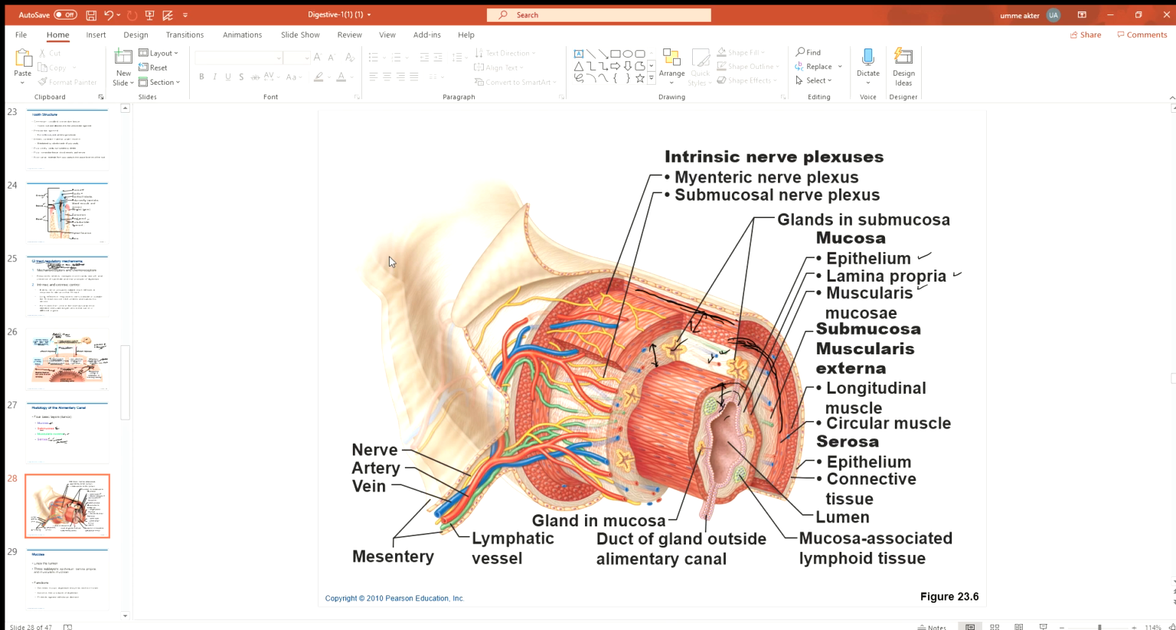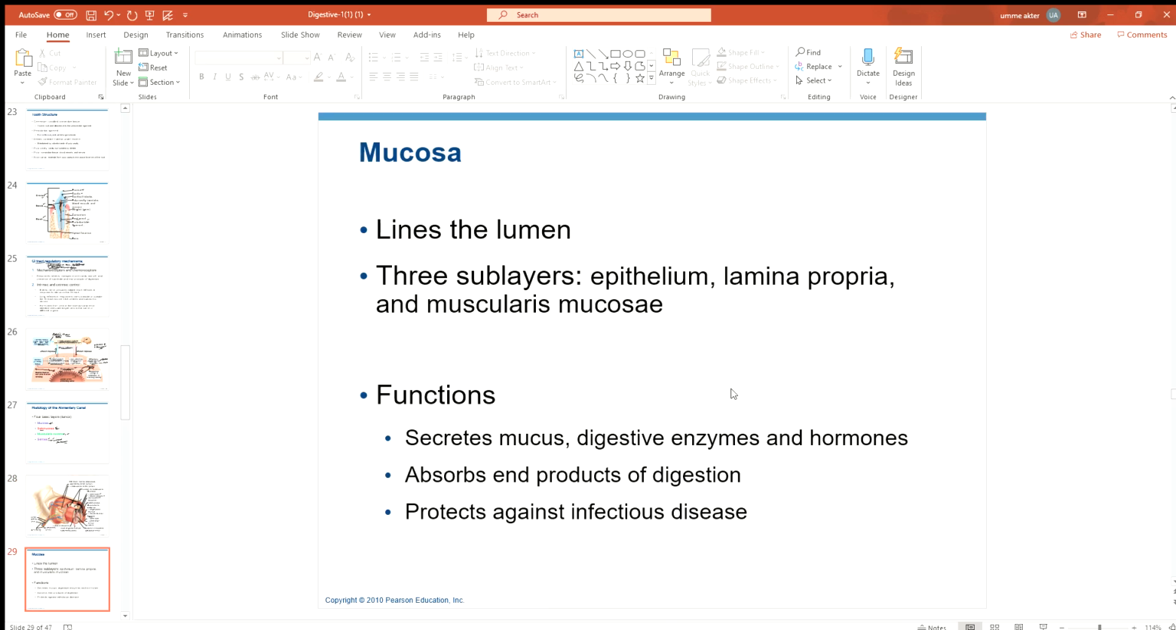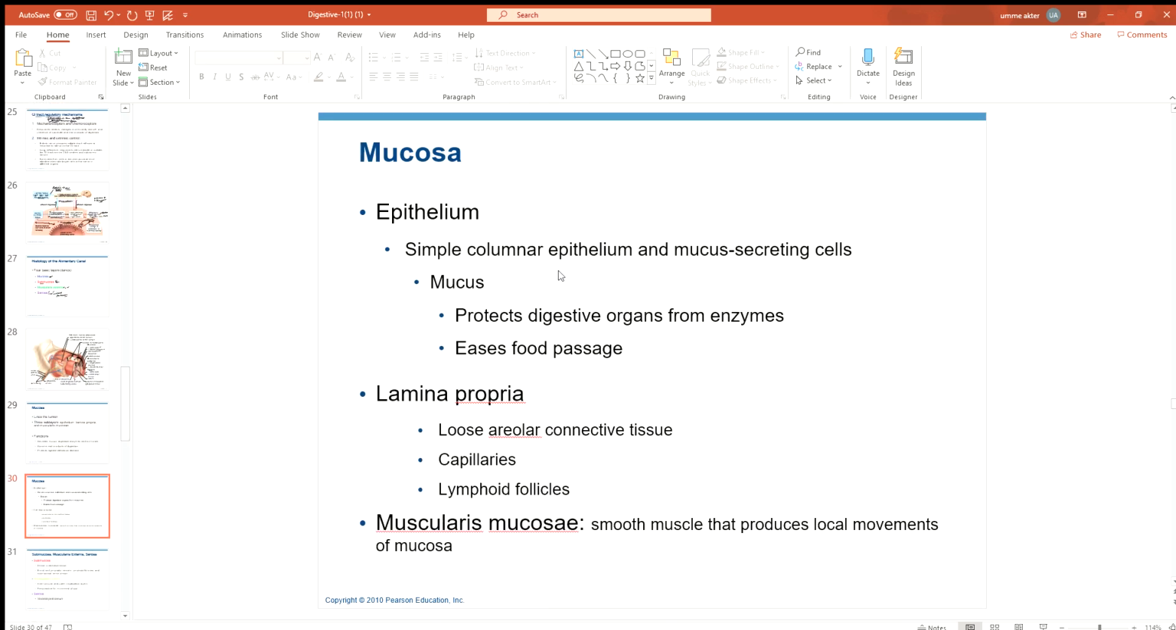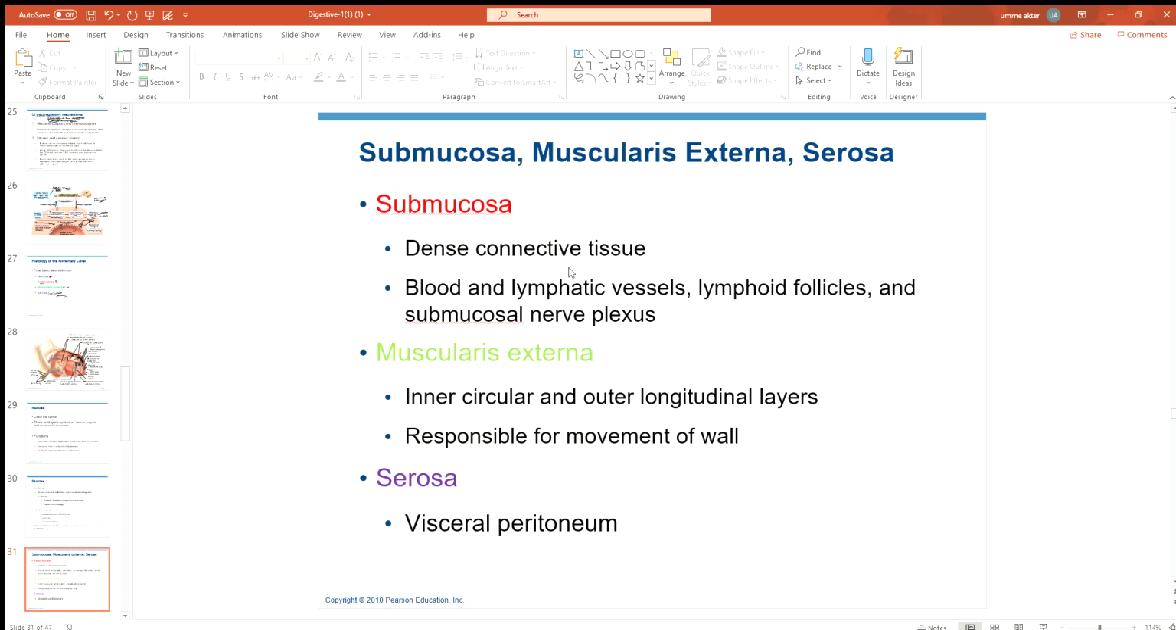And this is the outermost layer, serosa. Okay, serosa. So those are the layers in the wall of the GI tract. Remember those 4 layers. So just go over this.